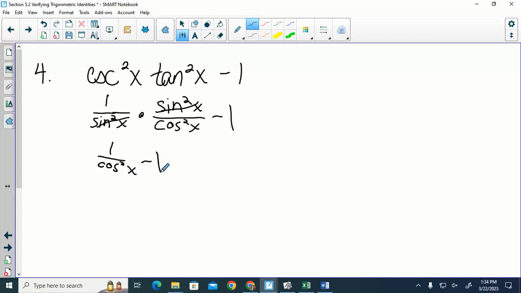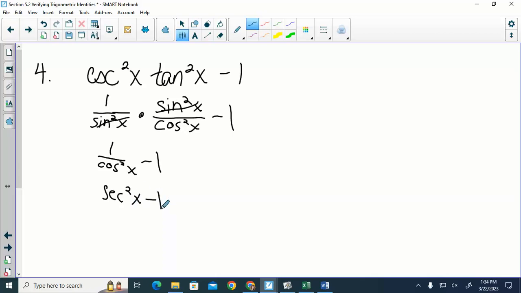All right, 1 over cosine, reciprocal of cosine. Reciprocal cosine is secant. So we would just write it as secant squared x minus 1. All right, look at your identities, guys.